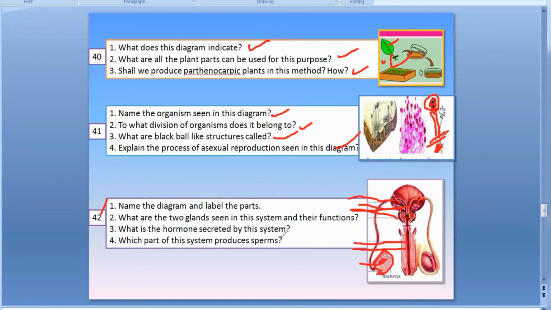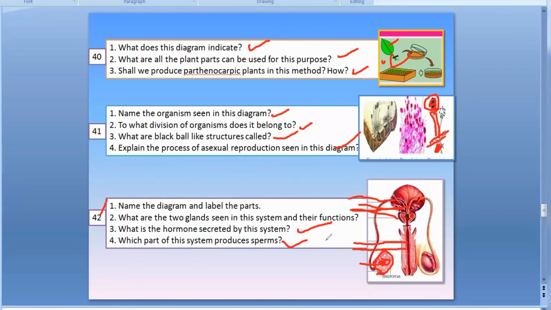In which part of this system are sperms produced? Mainly the testes, in the seminiferous tubules. Inside the testes there are seminiferous tubules. In those seminiferous tubules there is a tissue called germinal epithelium. Sperms are produced from that germinal epithelium tissue. Which hormone is responsible for this? Testosterone.